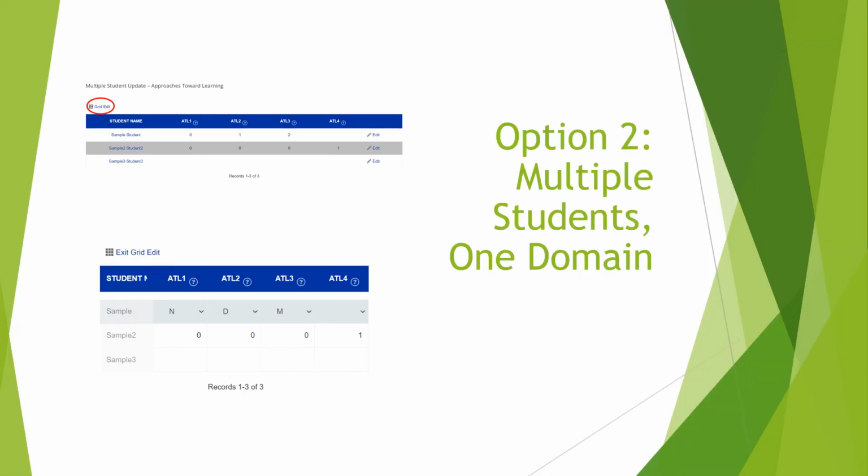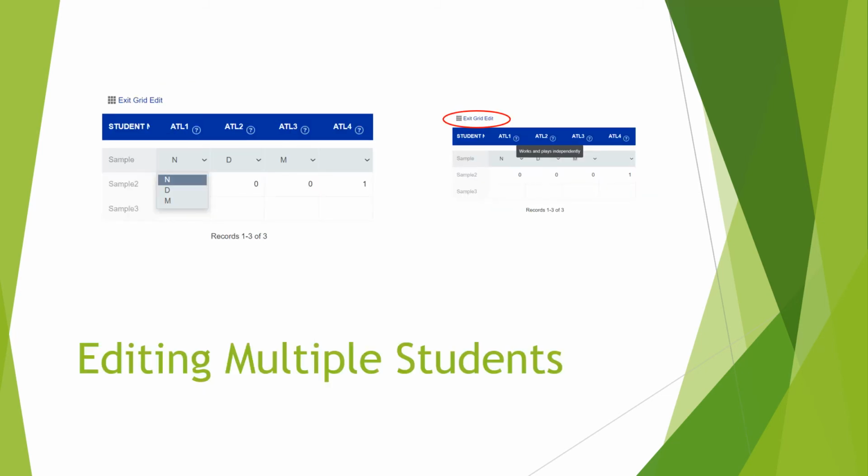You can also edit multiple students at the same time. When you click on Grid Edit, it will change the grid to look and feel similar to a spreadsheet. You can toggle back and forth between different students in this view. Click on the drop-down menus for each of the skills under that domain and it will present you with each of the options N, D, or M for that skill.